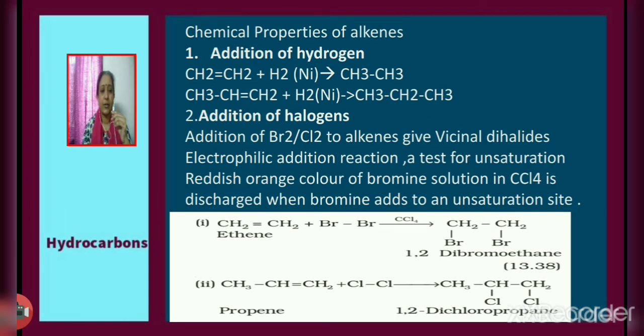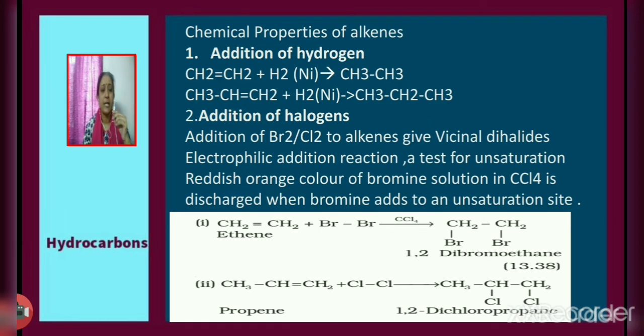This reaction is known as hydrogenation reaction and it takes place in the presence of catalysts like nickel, palladium, platinum. For example, ethene reacts with hydrogen in the presence of nickel to give ethane. Addition of hydrogen takes place across the carbon-carbon double bond.